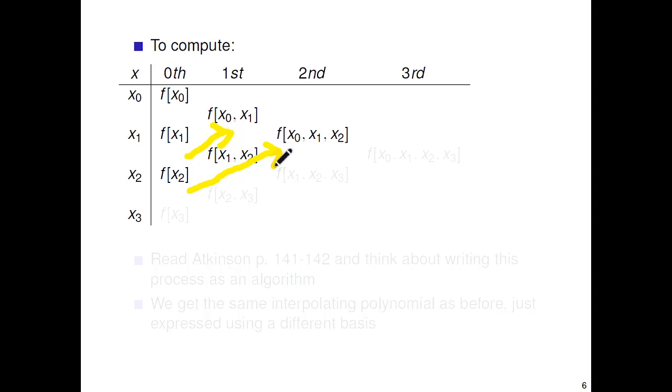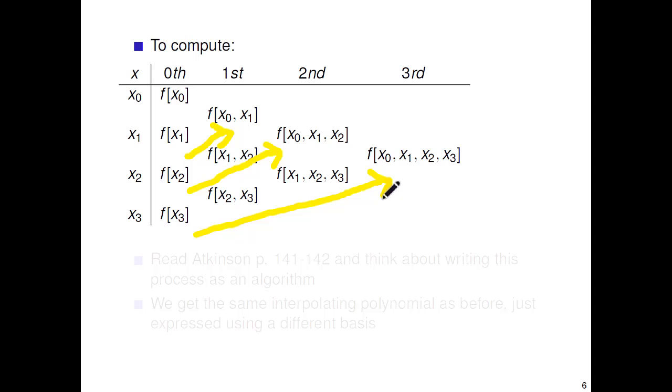Right, and you could keep going. If you decide, well, I really need another data point, we can add it in. So we can compute the 0th order term, and using these two adjacent 0th order terms, I get a first order term. Using these two first order terms, I can compute a second order term. And now using these two second order differences, I can compute my third order difference. And that's what I would need in order to get my coefficients. So again, we move up the table in this direction.